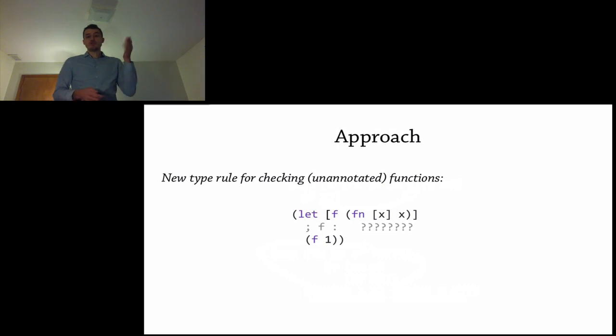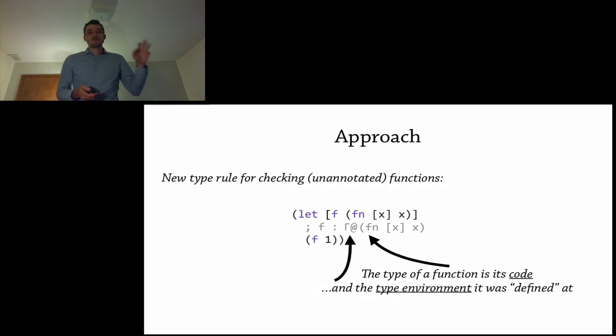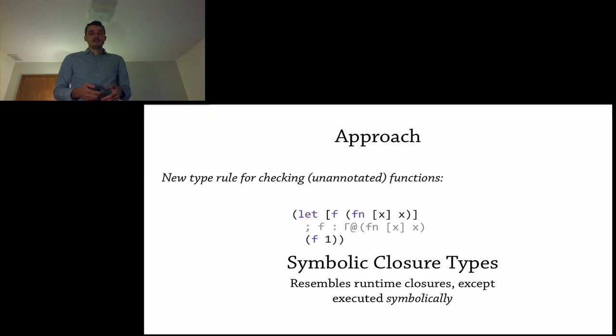And now the question is, what is the type of F on this second line? Well, the type of F is its function, its code. So F is a fun XX, but it's not just its code, it's code scoped over a type environment that it was defined in. So this looks a lot like runtime closures, and we're calling this a symbolic closure type because of that similarity. And the main difference is that instead of executing these closures with values, they're executed symbolically.